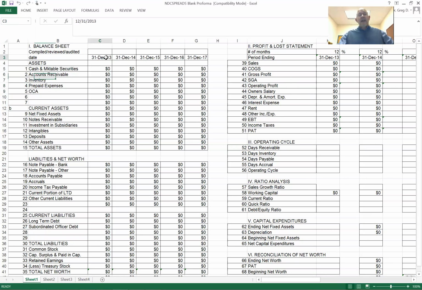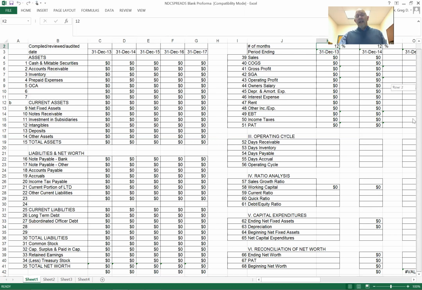And you can change the dates. All of the formulas are built in. I have them locked and protected on this particular one. You can change the dates, and you can change the percentages up here in case you want to do any annualizing. So, you basically enter your balance sheet information, enter your profit and loss information, and then it gives you some good, easy to understand financial analysis.